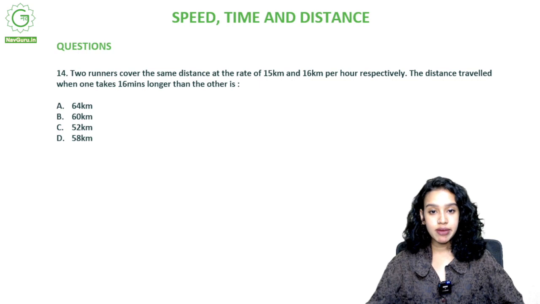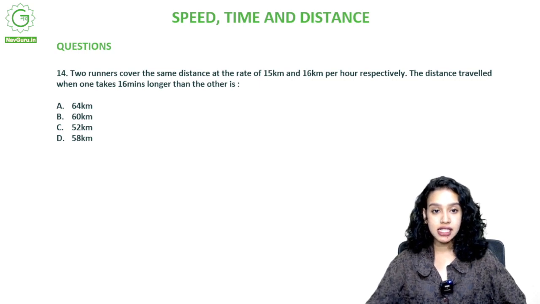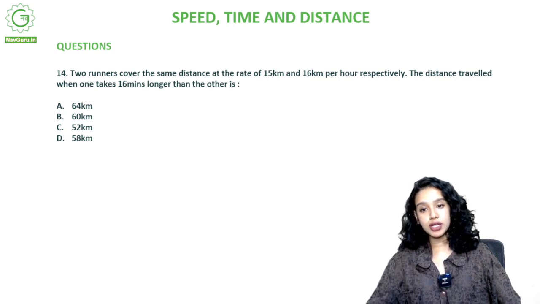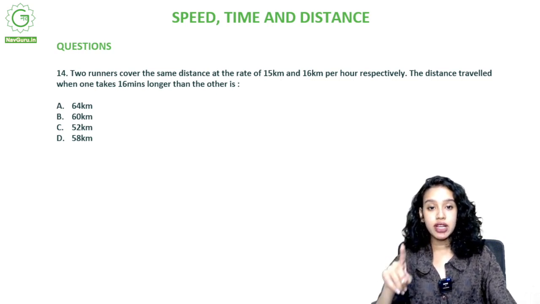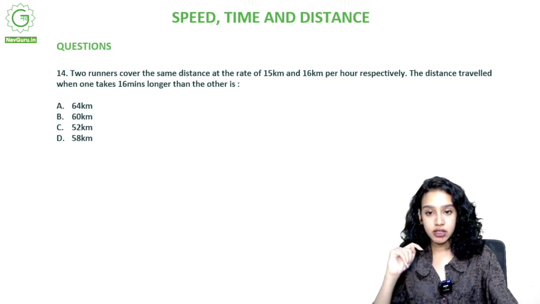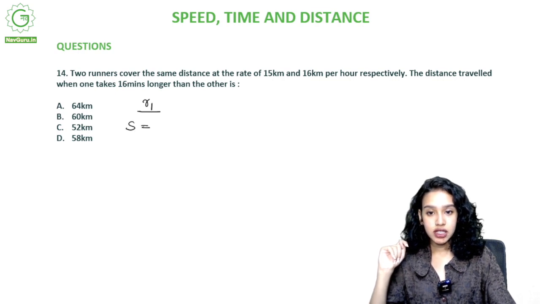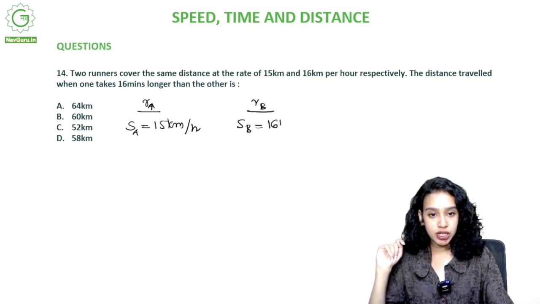Two runners cover the same distance at a rate of 15 km and 16 km per hour respectively. The distance travelled when one takes 16 minutes longer than the other is. Okay, so two runners are covering the same distance. So distance is constant, at a rate of 15 km and 16 km per hour. Let's call runner 1 A. The speed is equal to 15 km per hour. And for runner B, we have the speed of B is equal to 16 km per hour.